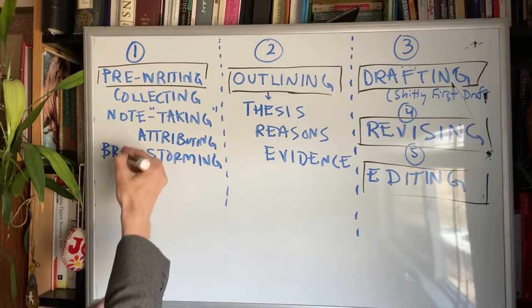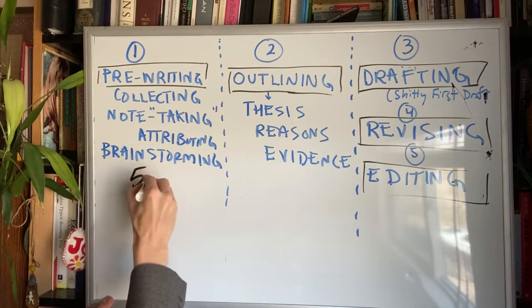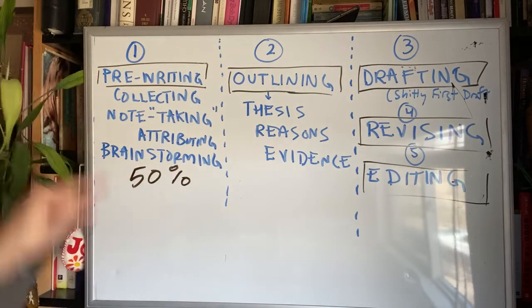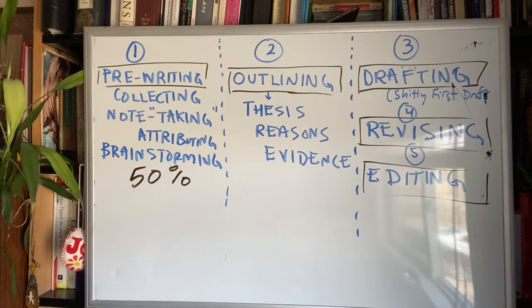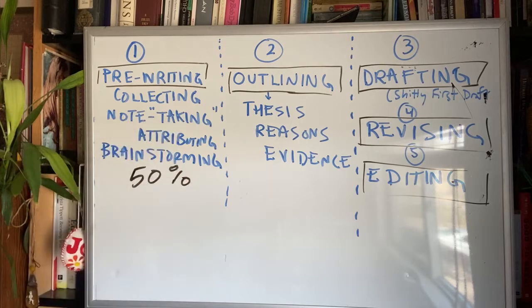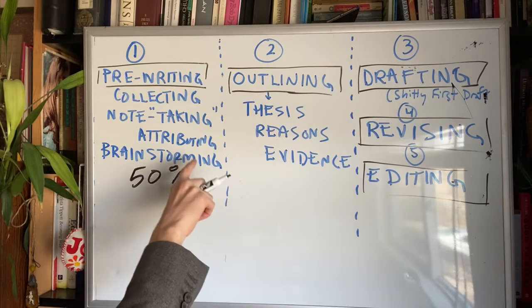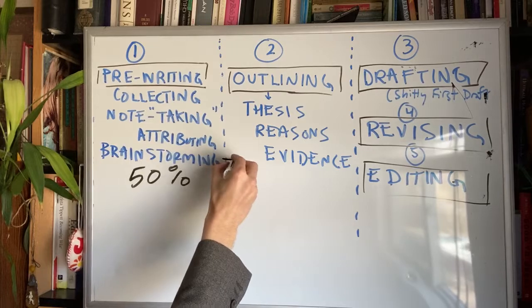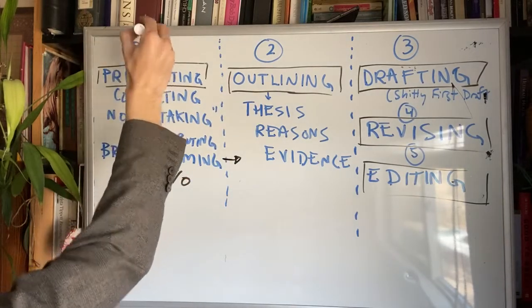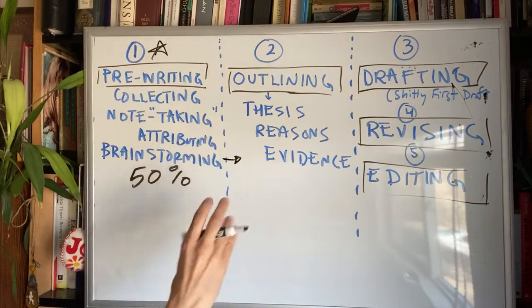I wanted to remind you that this is basically this stage of the process, the earliest stage, where you're pre-writing, collecting the words and the ideas, taking the notes, but you're not just taking them, you're also attributing. That's why you're getting your citations right now, so you don't have to go back and dig for them later. And you're brainstorming where you're going to move forward. This is about 50% of the process, the most important part weight-wise.